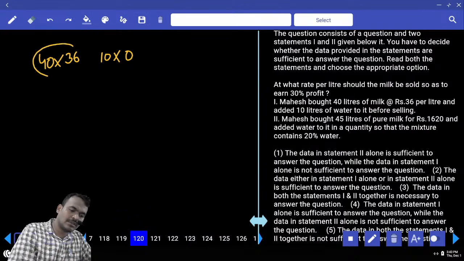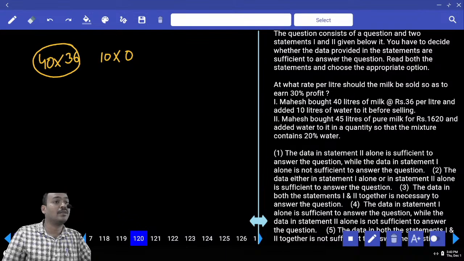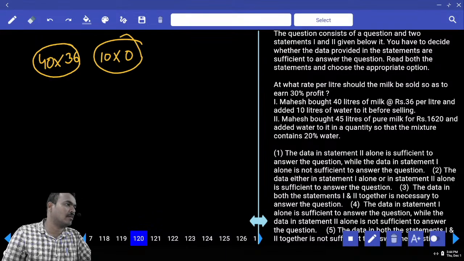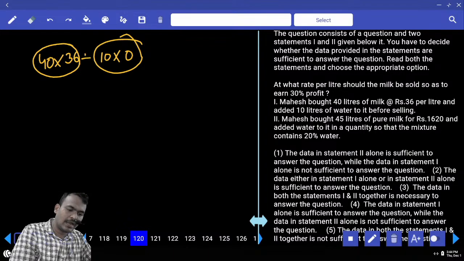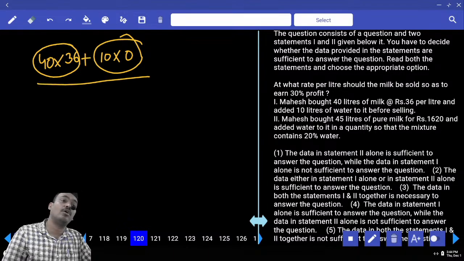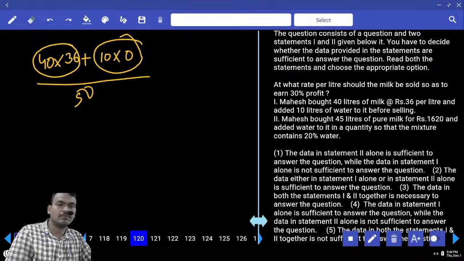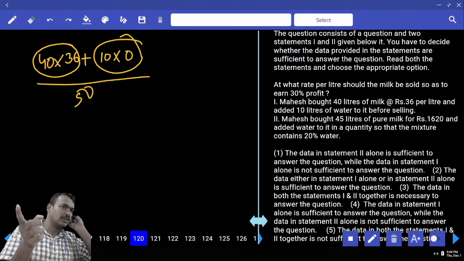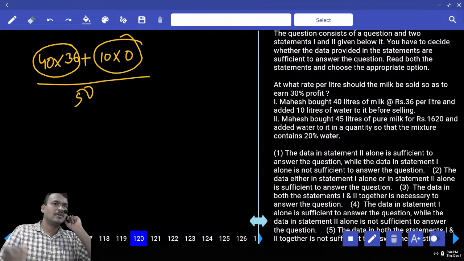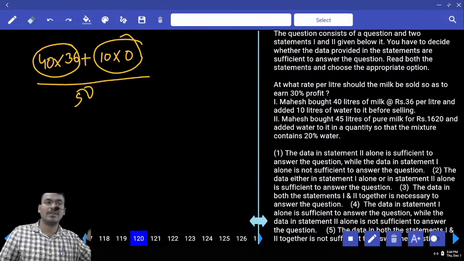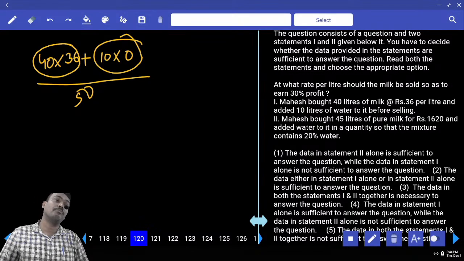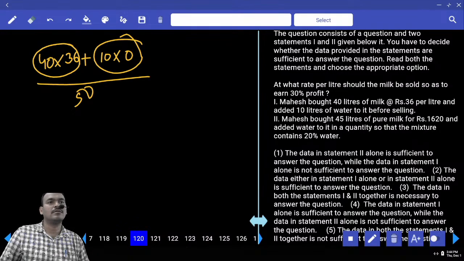40 into 36, it is the cost price of milk. How many liters? 40. 10 into 0, it is the cost price of water, 10 liters or not? These two are added, we get the total cost price of how many liters? 50 liters or not? Yes or no? Numerator, cost price of 40 liters plus cost price of 10 liters. Both are added, total cost of how many liters? 50 liters. Divide by 50, we get the cost price of the mixture of milk and water per liter or number of liters? Per liter.